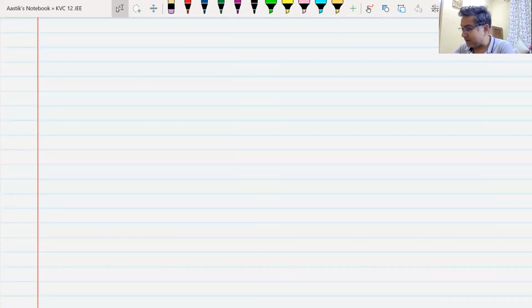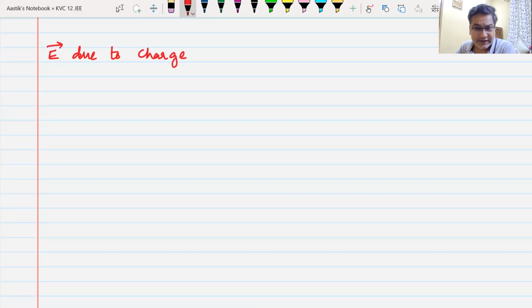We will not be able to complete it in this class, so we will continue with this in the next class. Electric field due to charge distributions. We are not going to get into the derivations because derivation is a waste of time. You just have to understand how they have come and remember those results. The first one, we already know the electric field due to a point charge. Yes or no?